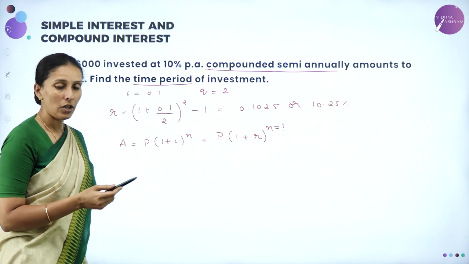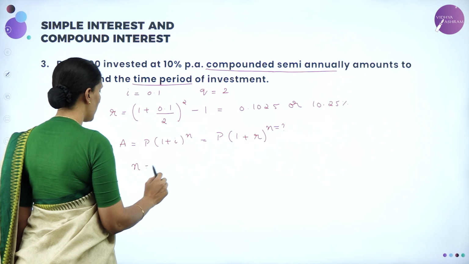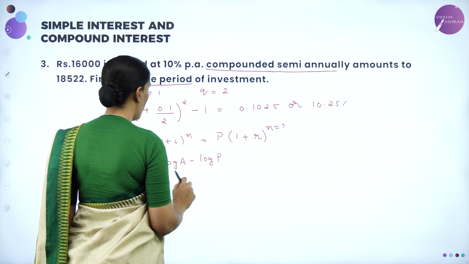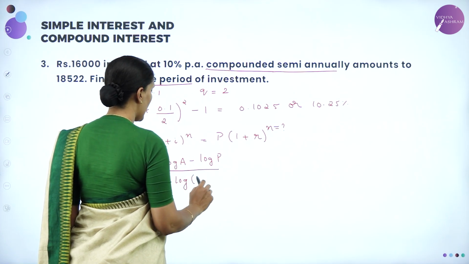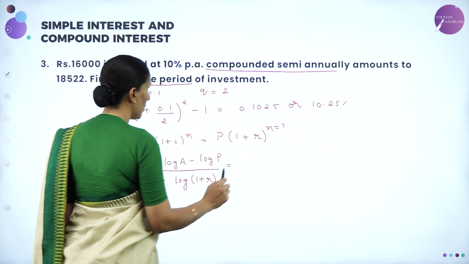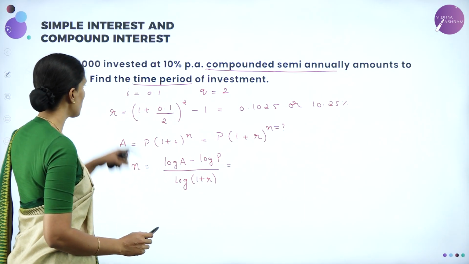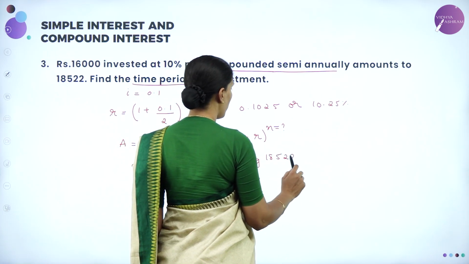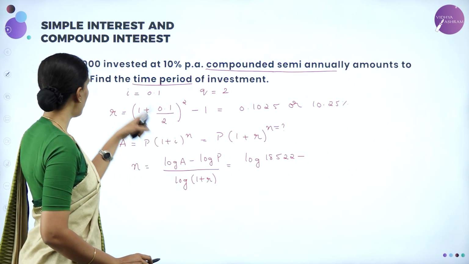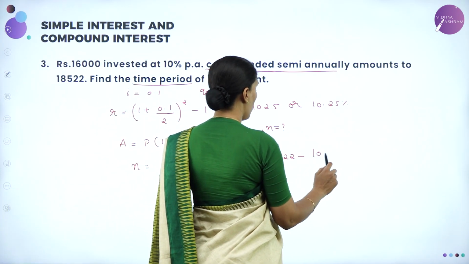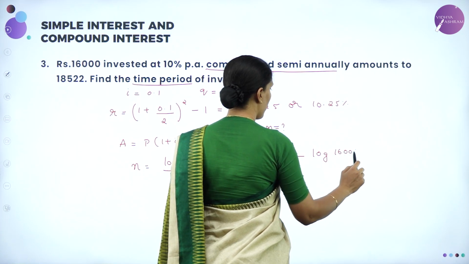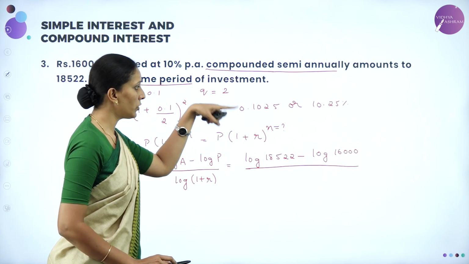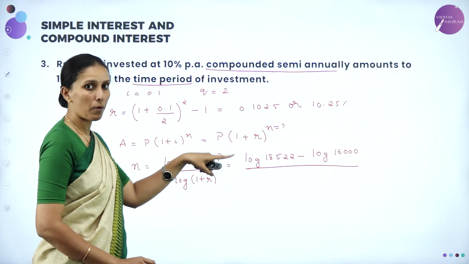So to calculate N, we have learnt the formula N is equal to log A minus log P whole divided by log of 1 plus I. Here it becomes 1 plus R. Now what is the amount we have? 18,522. So which is log of 18,522. Next we have log P. The principal is 16,000. So it is log 16,000 whole divided by R is 0.1025, because we need to take the decimal form when you are calculating the compound interest problem.